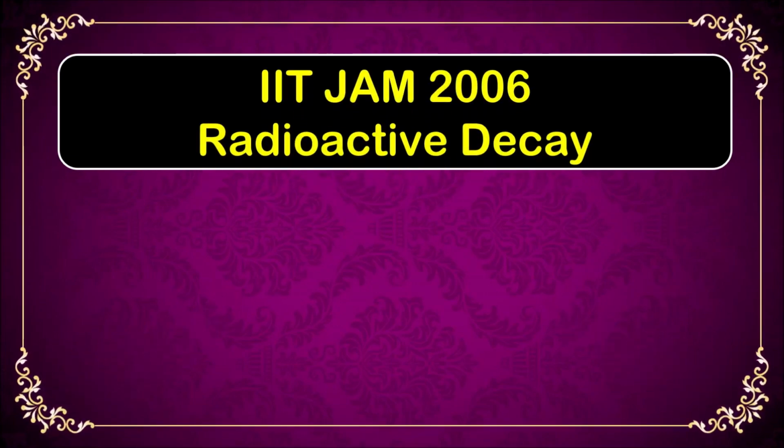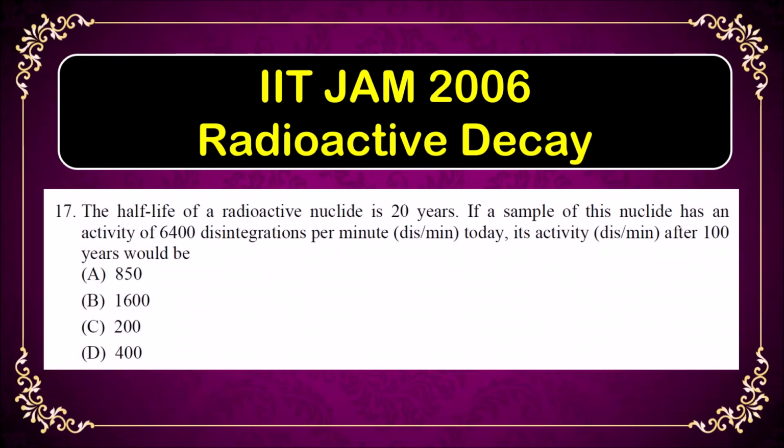So in today's video we are going to solve this question based on the radioactive decay that was asked in the IIT JAM 2006 paper. What is given to us is a half-life, and the initial activity is 6400 disintegrations per minute, and we have to find out the activity after 100 years. So how do we solve this?